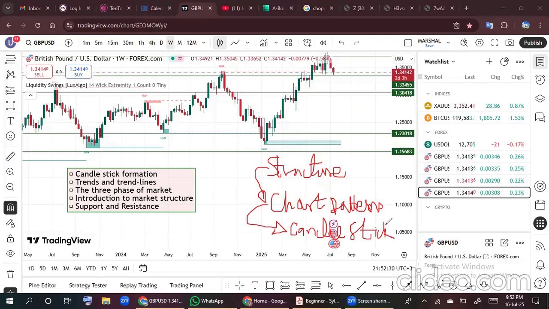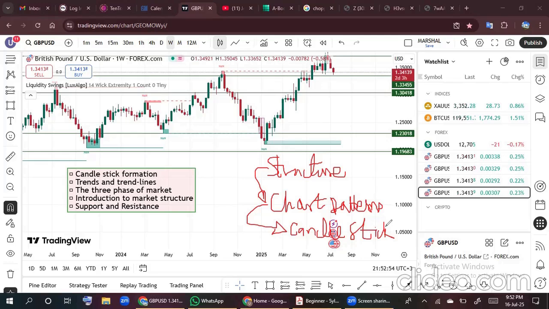When you see a market structure, if you break it down, what you see is chart patterns. When you break chart patterns down, what you will see inside is candlestick formations or candlestick patterns.